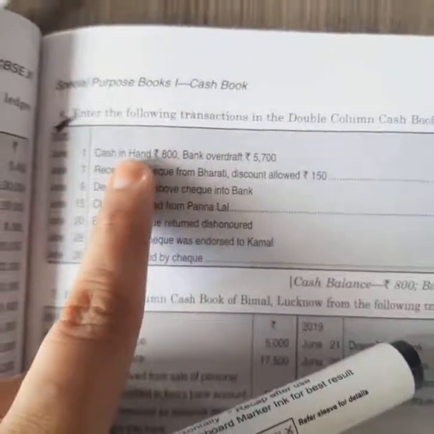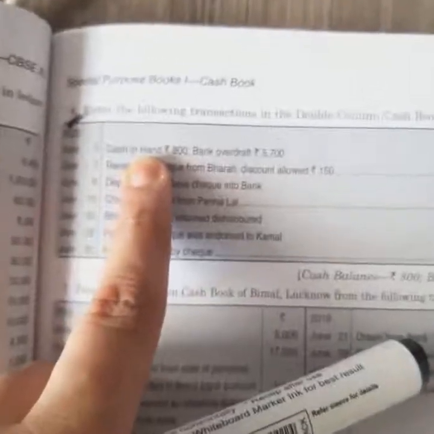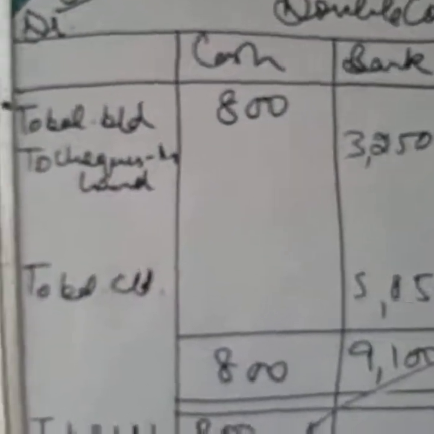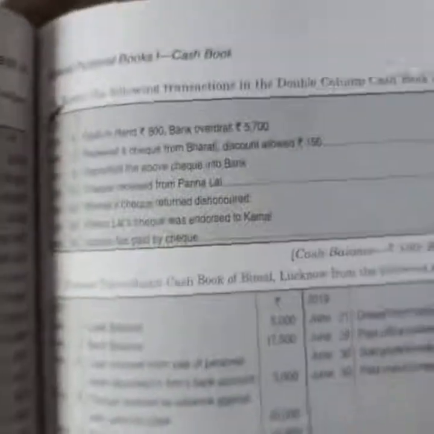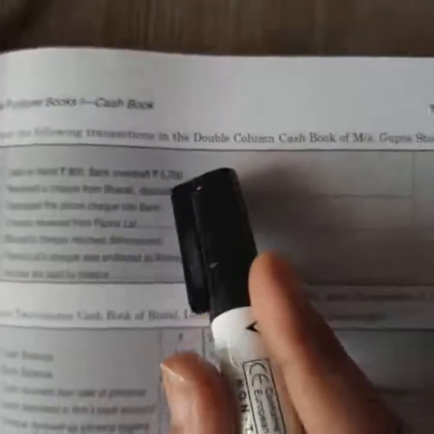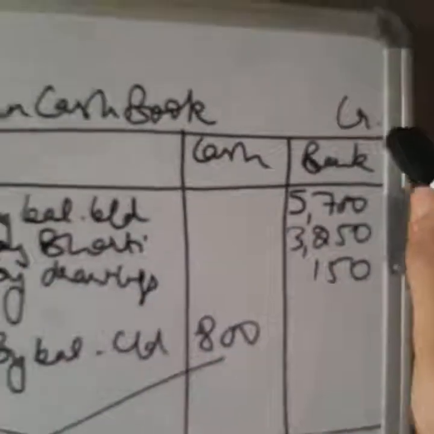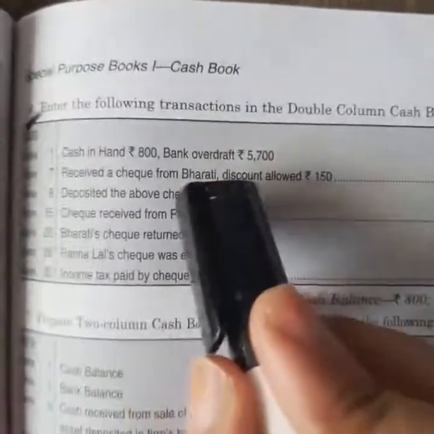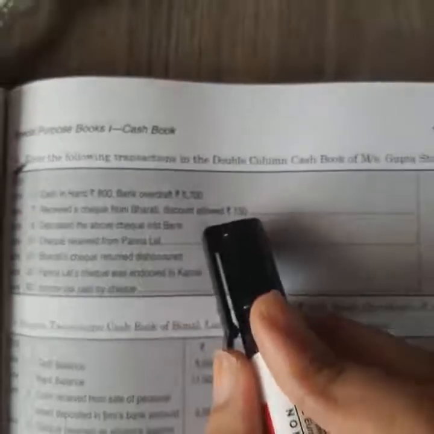Cash in hand means it is our asset. So we'll record it on the debit side like this. Cash debit side to balance brought down 800. And bank overdraft means it is a liability. If it is a liability, it will be recorded on the credit side and we'll write by balance brought down 5700. Next is received a check from Bharti, discount allowed 150.